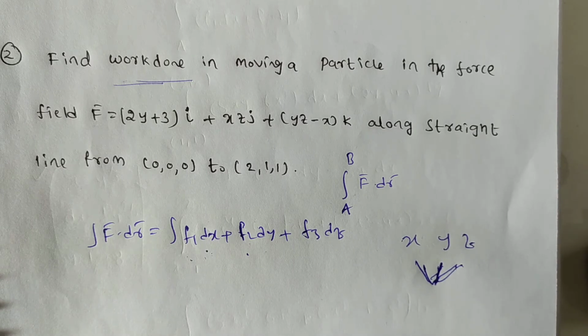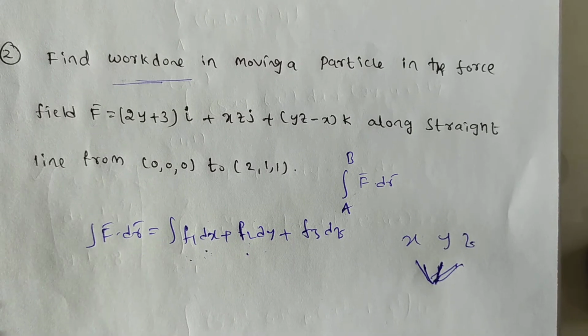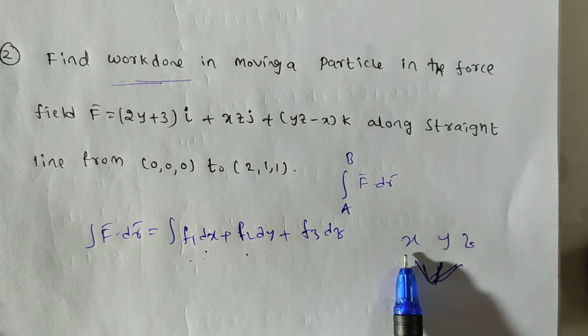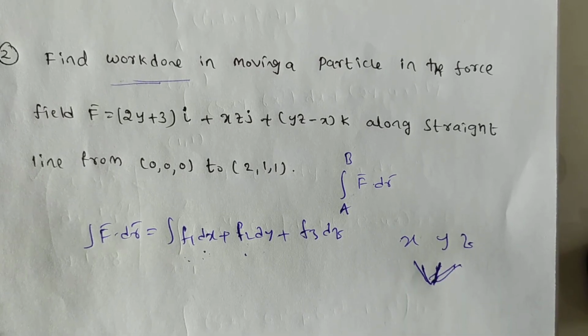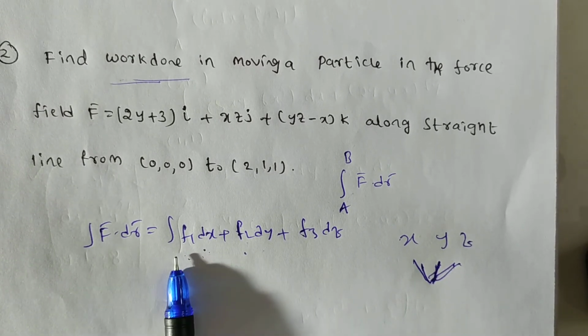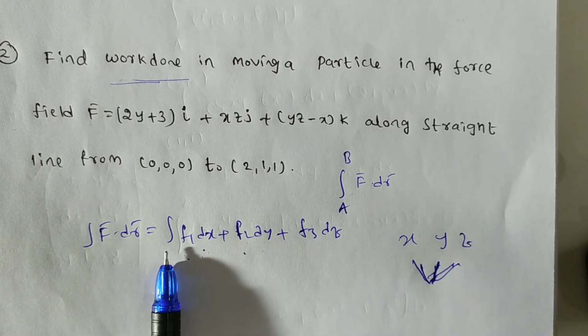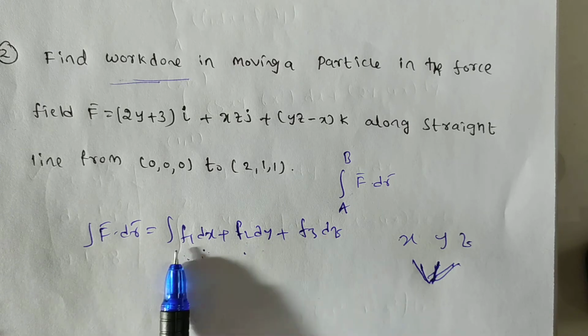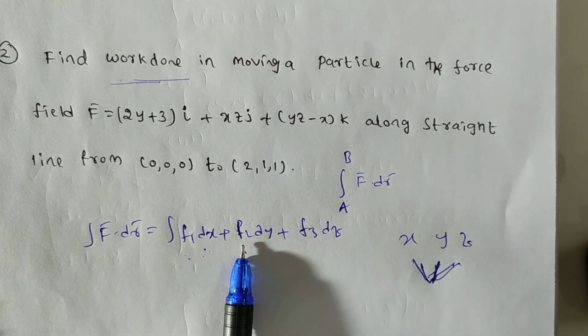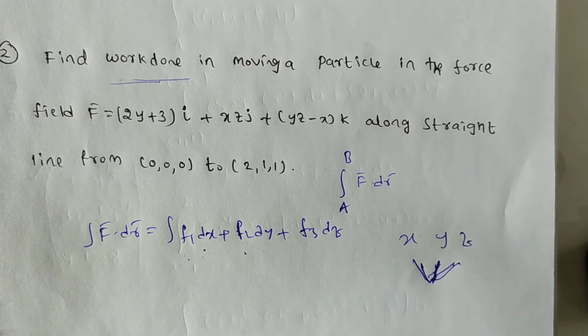Once again I am repeating, sorry for the inconvenience. Friends, we are doing a line integral, and a line integral is possible with respect to one variable only. But here you have three variables, so these three variables we have to convert into one variable. How can we convert? They have to give a curve.